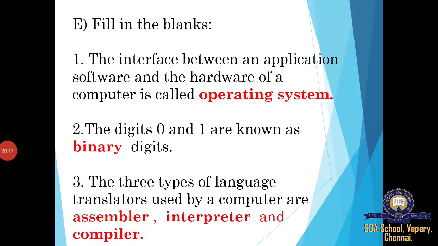The last one is fill in the blanks. The interface between an application software and the hardware of a computer is called the operating system. Then the digits 0 and 1 are known as binary digits. The three types of language translators used by computers are, what are the three types? Assembler, interpreter, and compiler.